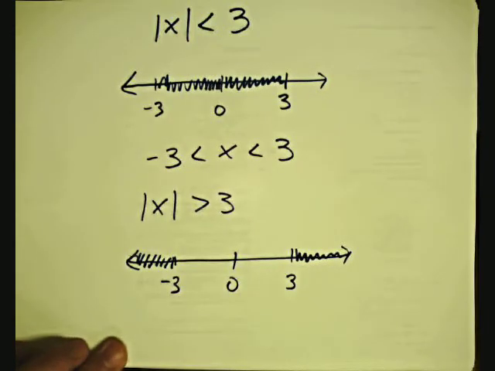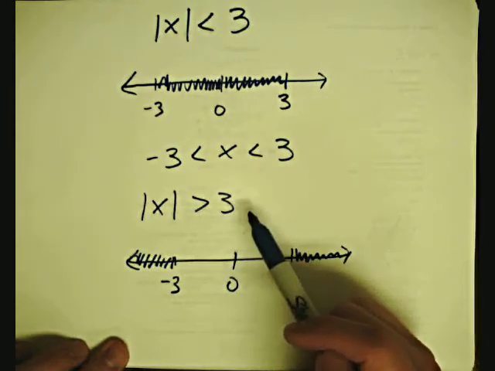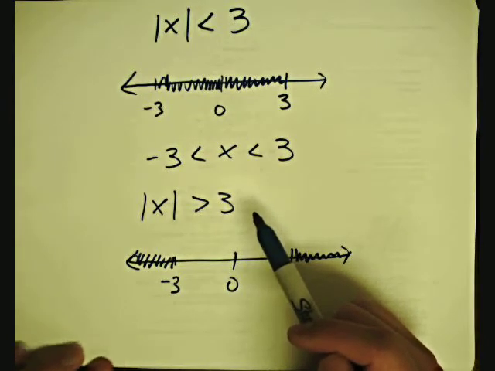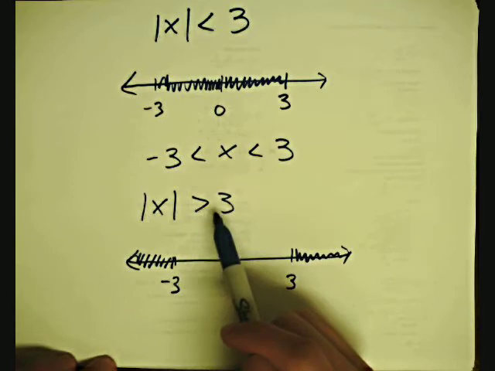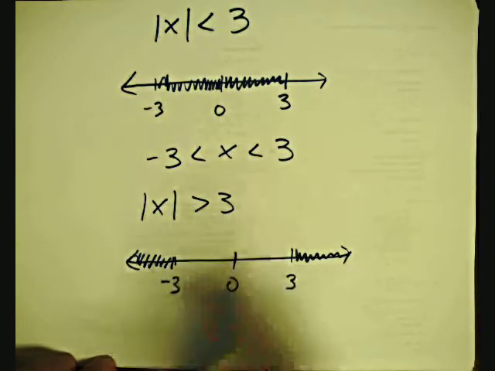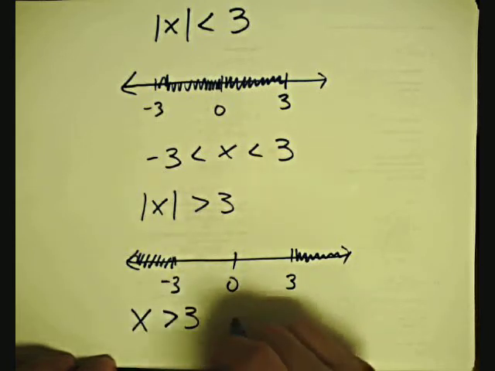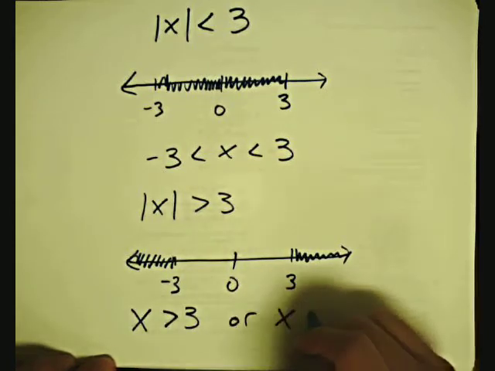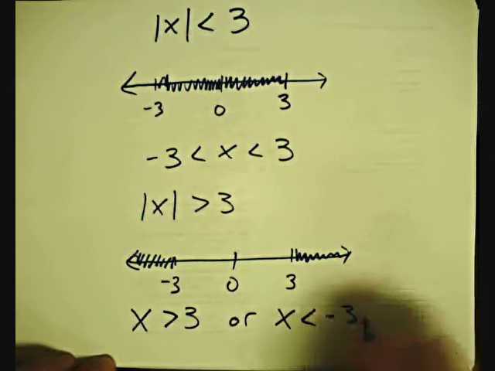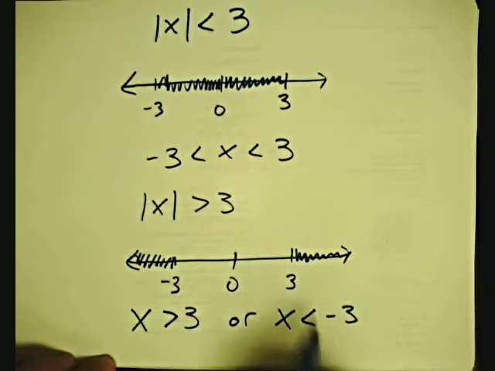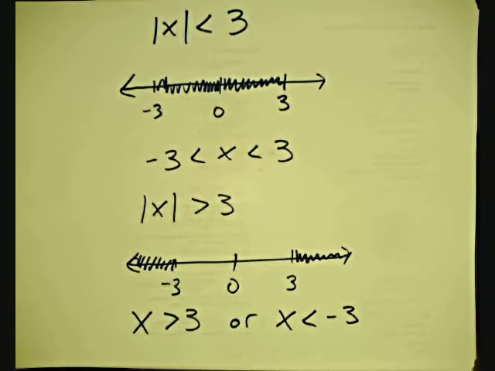Instead, what we're looking at is two separate regions, which would have to be represented by two separate inequalities. So instead of saying the absolute value of x is greater than 3, we can say that this absolute value inequality can be expressed by saying x should be greater than 3, or x could also be less than -3. If either one of those two happen, then this absolute value inequality is being satisfied.